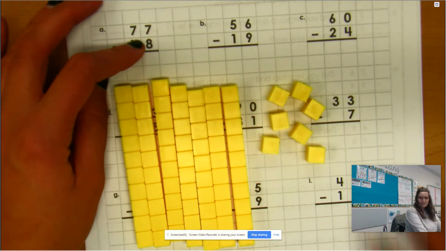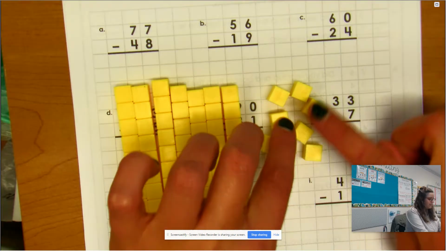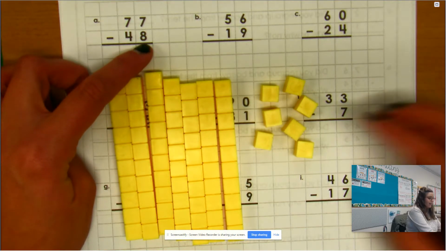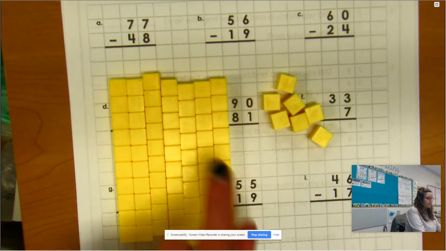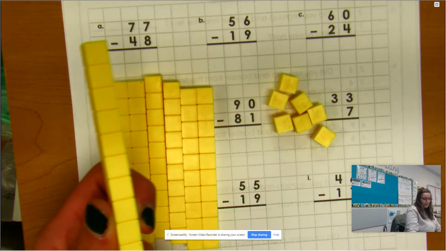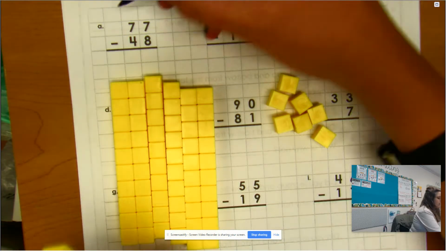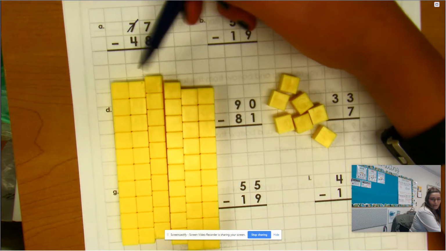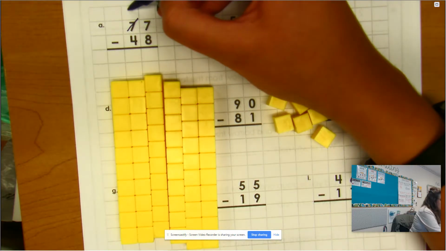Uh-oh. I only have 7 ones. 1, 2, 3, 4, 5, 6, 7. Can I subtract 8 ones? No, I can't subtract that. So what I'm going to have to do is take a 10. Okay, I'm going to take this 10 right here. So we're going to take a 10. How many do I have left if I take one away? I have 6 10s left.